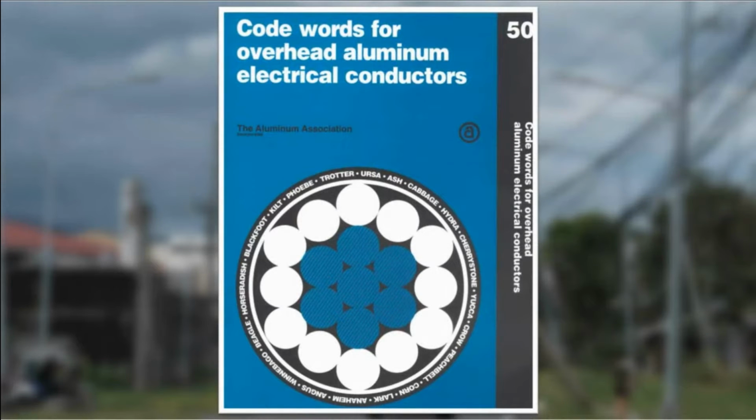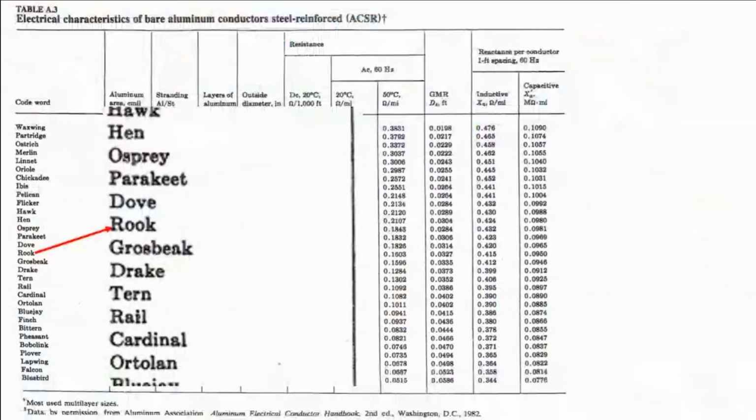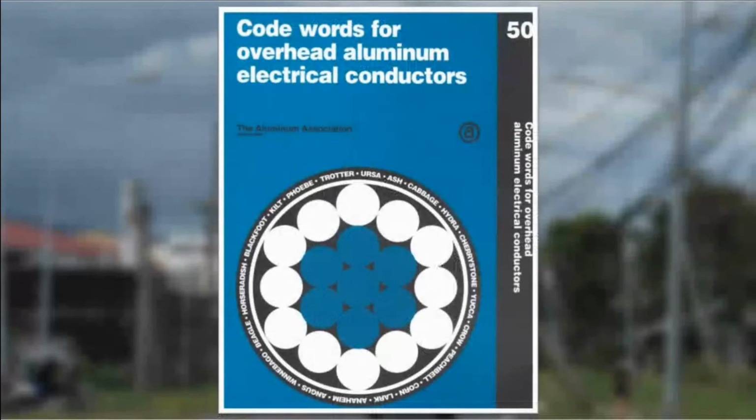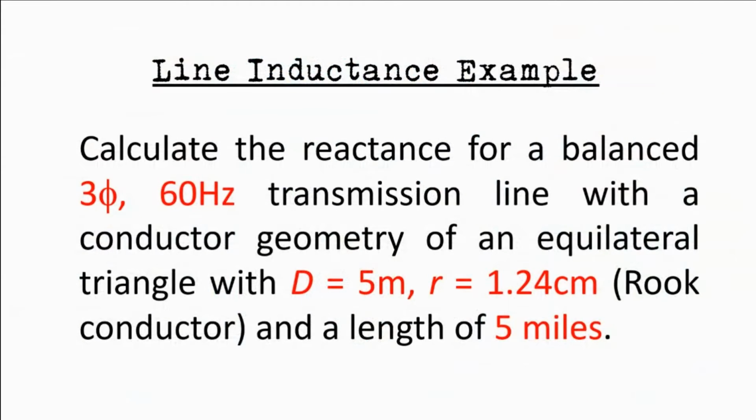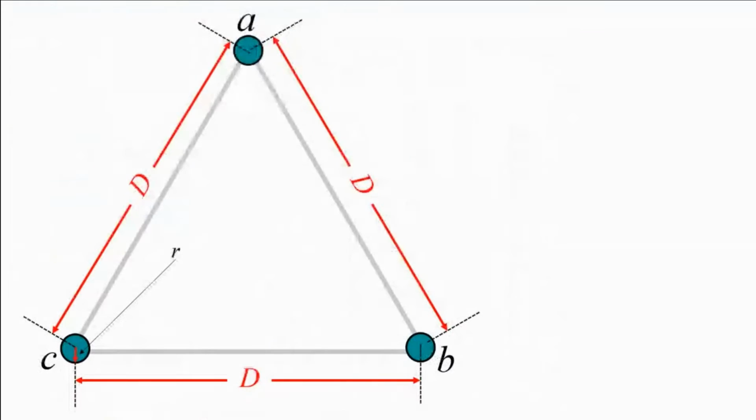There is a book, maybe around 100 pages, for these conductors, in which you will see each conductor with its specification. This is only information, just to see why we say rope conductor. The length of the transmission line is 5 miles. Our aim is to find the inductance, the reactance of the transmission line. So this is the geometry, three conductors, equilateral triangle. D is equal between them, 5 meters, radius is 1.24 centimeter.